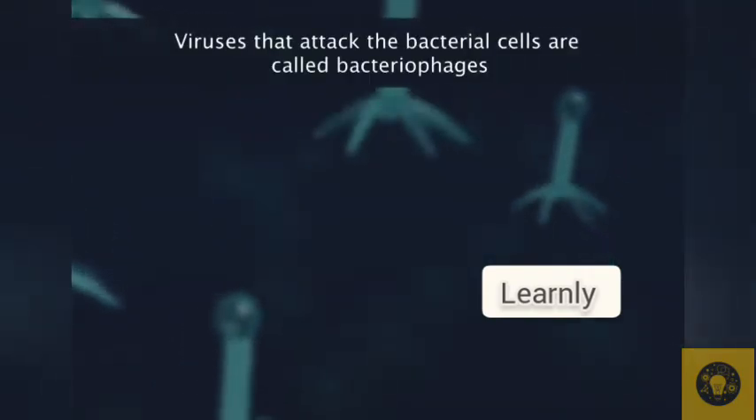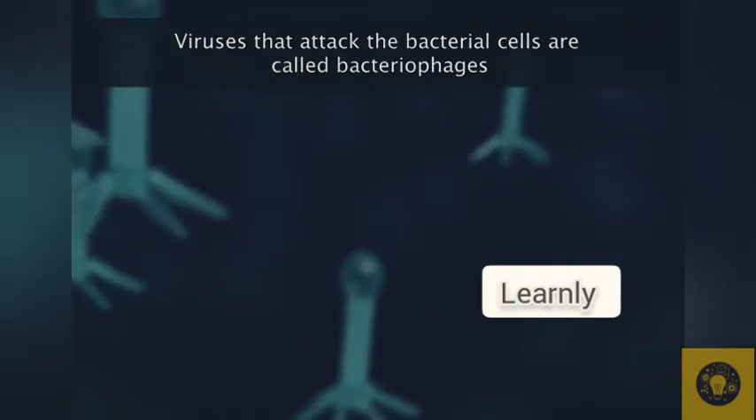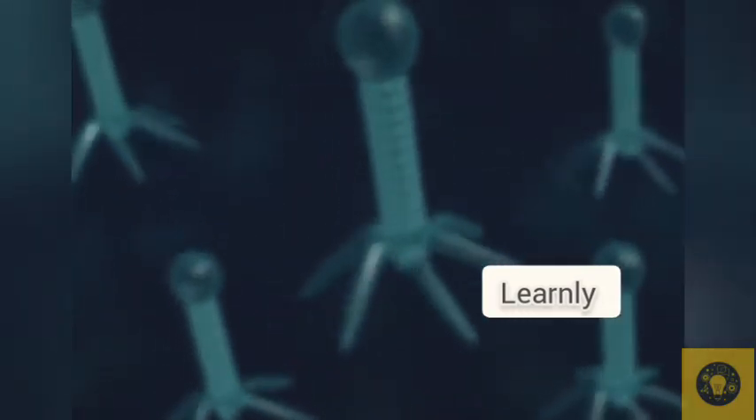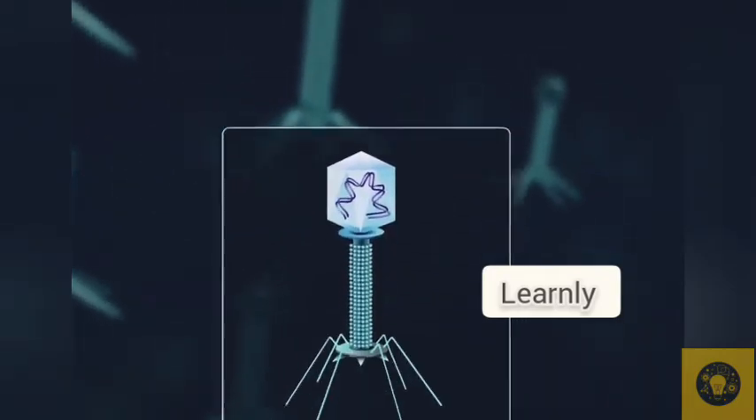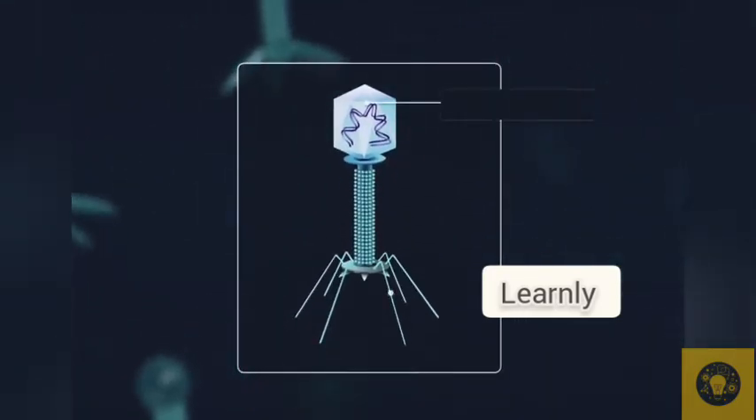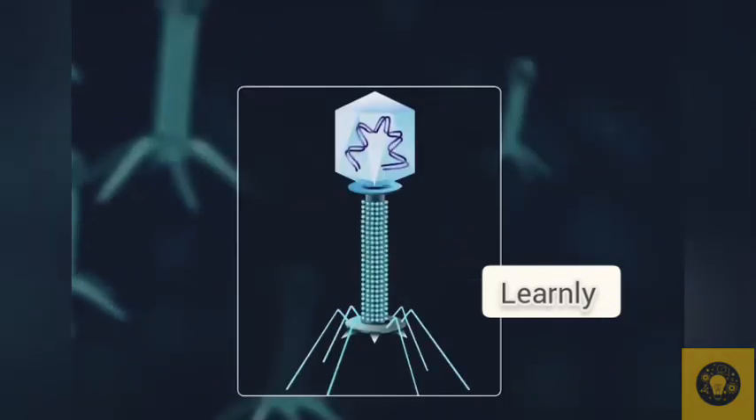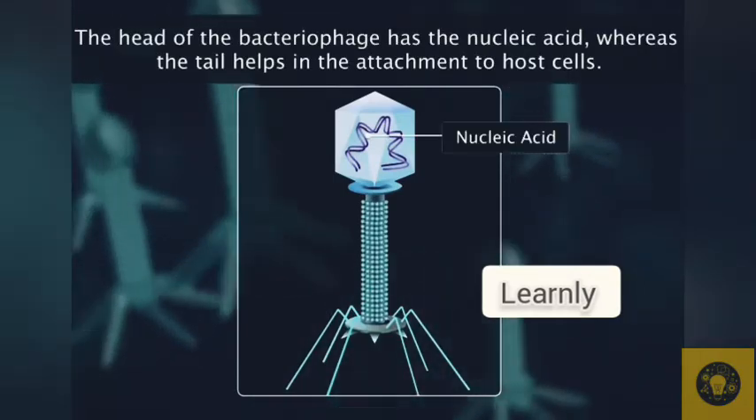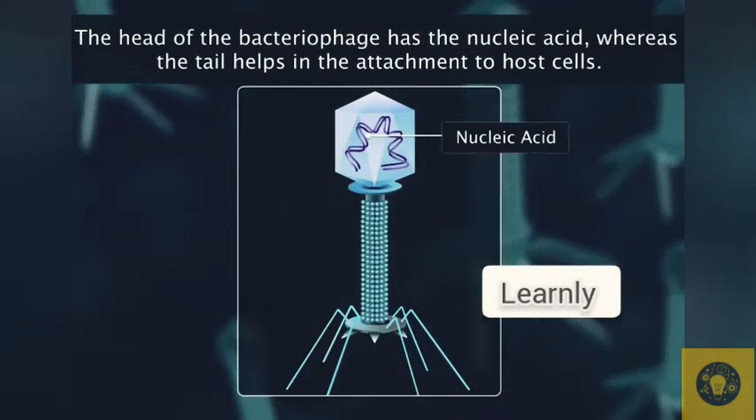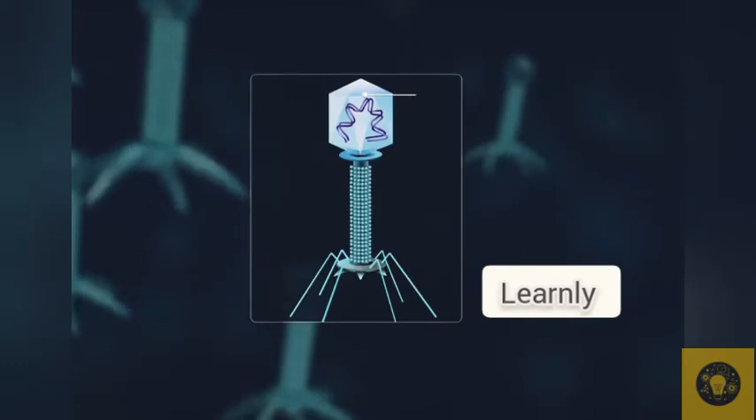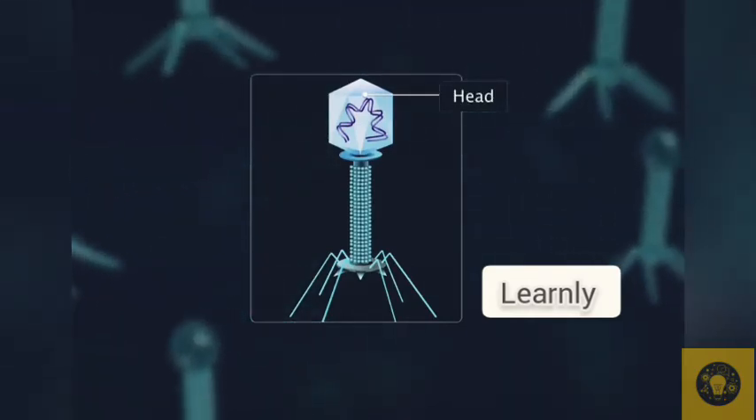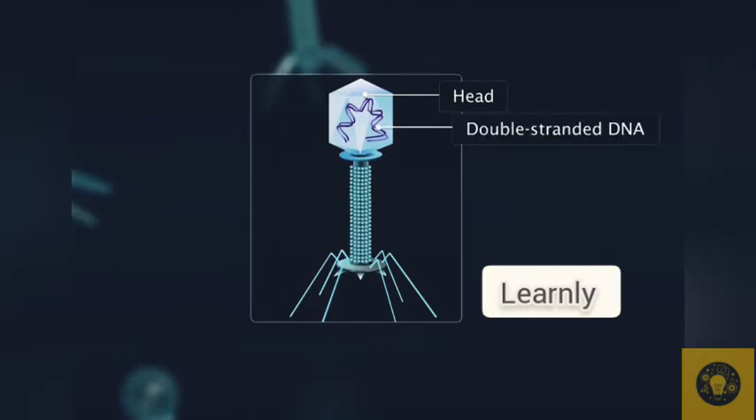Viruses that attack the bacterial cells are called bacteriophages. Well-studied bacteriophages are coliphages, which attack Escherichia coli. The coliphage has a shape resembling a tadpole, having a polyhedral head and a tail of approximately equal length. All the nucleic acid is located within the head, and the tail serves as an organ of attachment to host cells. The head has an outer coat of protein enclosing a single molecule of double-stranded DNA.